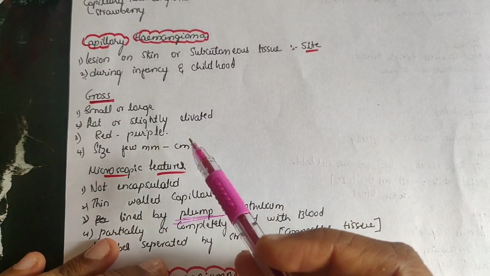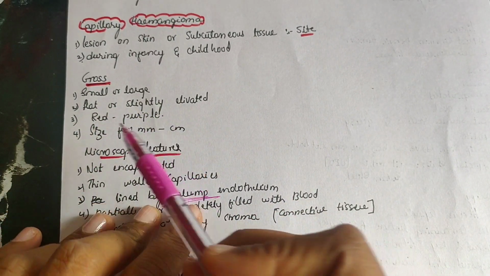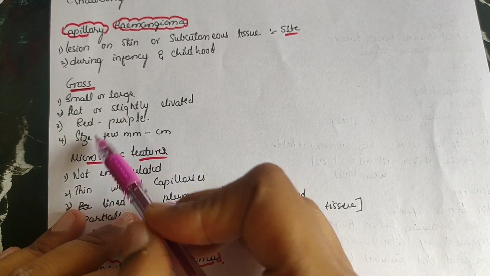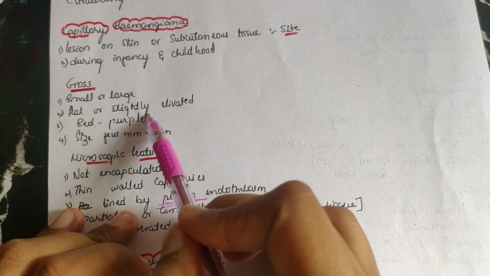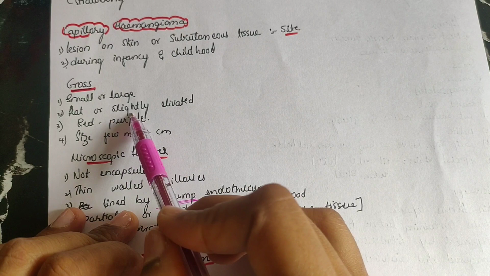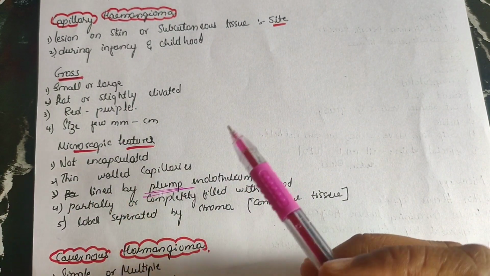These are the gross features of capillary hemangioma: small or large, flat or slightly elevated, red or purple. If there is occlusion of an artery, the oxygenated blood gives a red appearance; purple is because of carbon dioxide, that is venous occlusion. It measures a few millimeters to a centimeter.